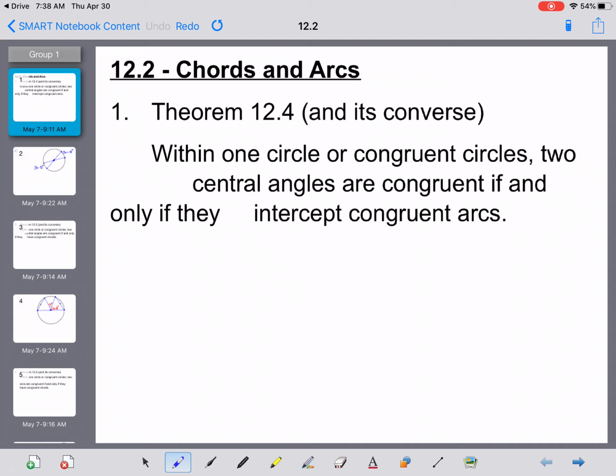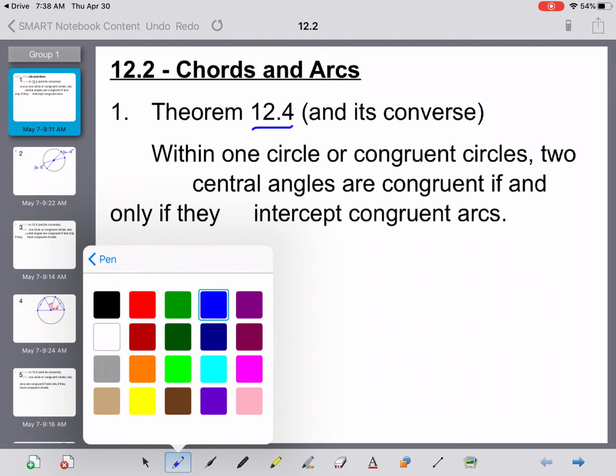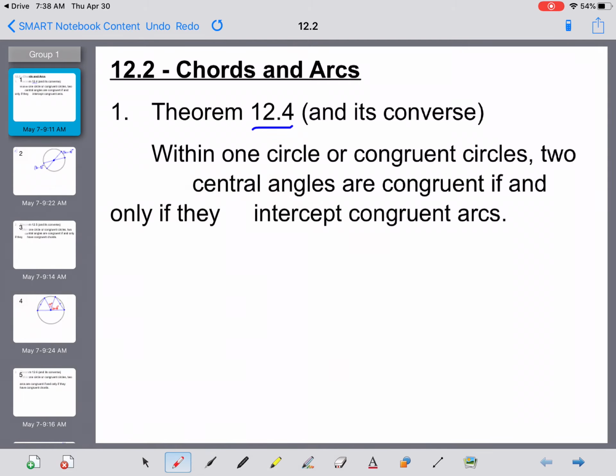The first one right here, theorem 12.4, and there's a converse of it as well, says the following: within one circle or congruent circles, two central angles are going to be congruent if and only if they intercept congruent arcs. Now, if you remember that goofy phrase from back in chapter 2, if and only if is the telltale sign of what we call a biconditional statement.